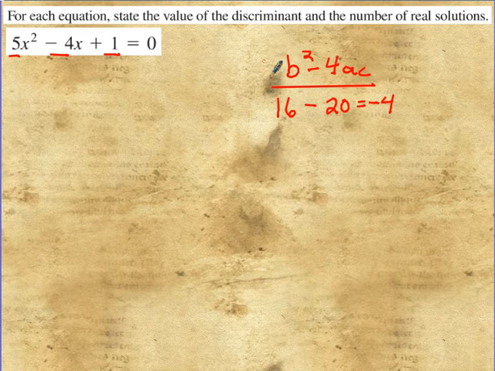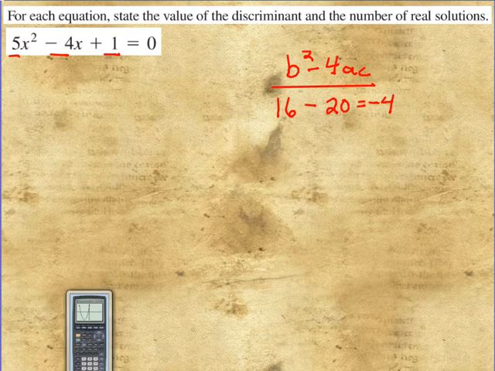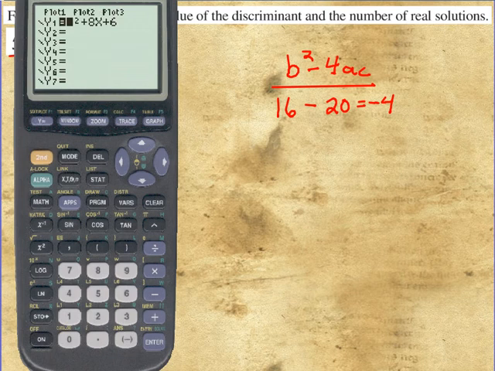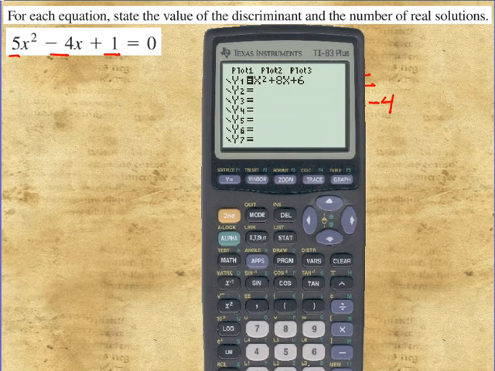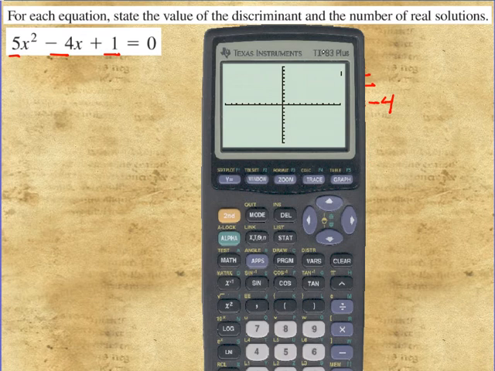b squared minus 4ac in my formula is under a radical. I have a radical of negative 4. You cannot take the square root of negative 4 and get real answers. How many solutions will you have? 0 real. But you will have 2 imaginary. Let's go ahead and find them. So where will this cross? It won't. And I'll show you the graph here. 5x squared minus 4x plus 1. Graph. Should have no intersection.